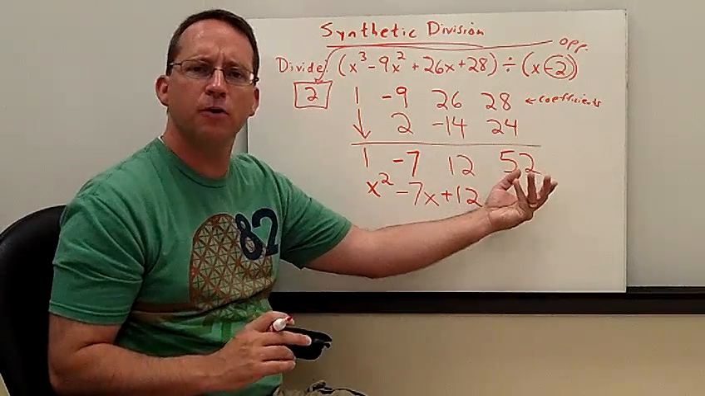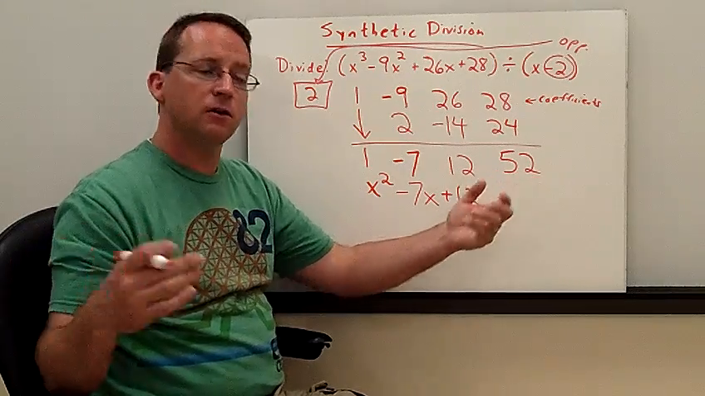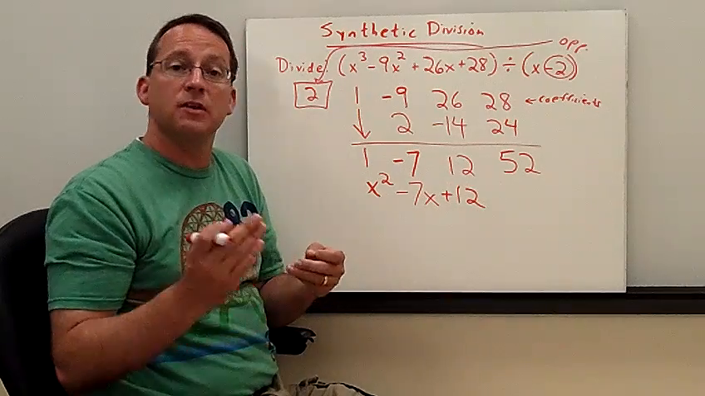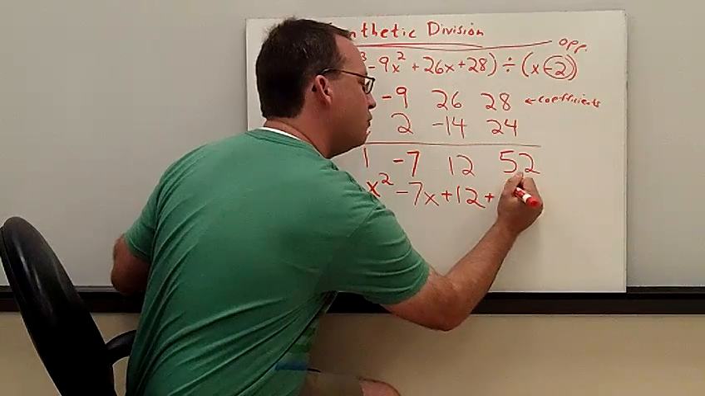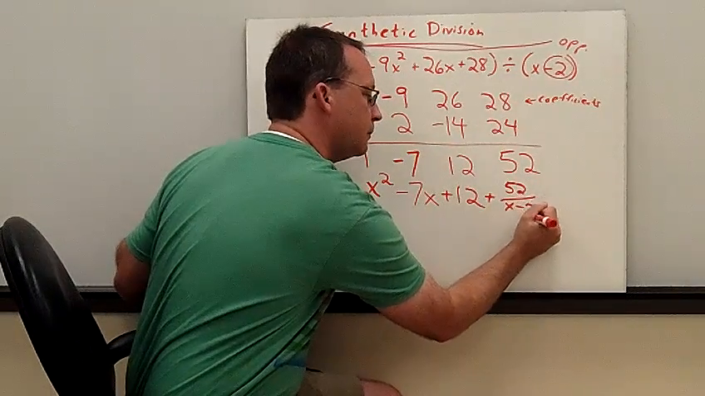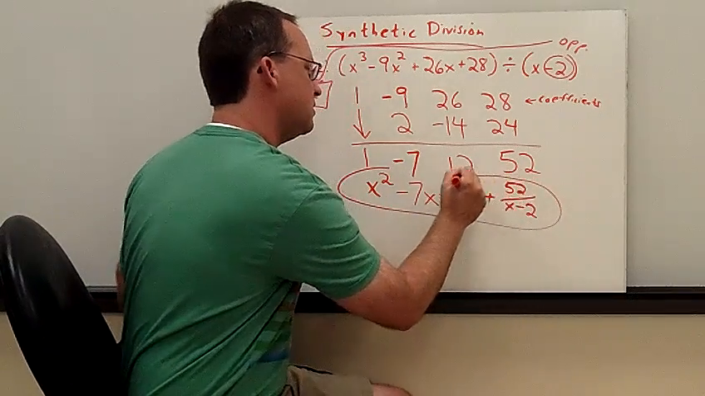Now we've got a leftover number here. Why do you think we have a leftover number? Well, that's the remainder. Just like we had remainders yesterday when we did long division. We're going to treat that remainder the same way we treated it yesterday, by putting it over what we divided by, the x minus 2. And so here is our answer using synthetic division.